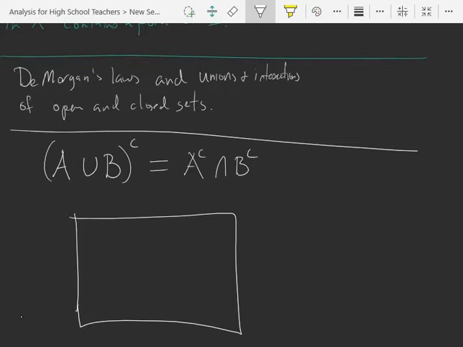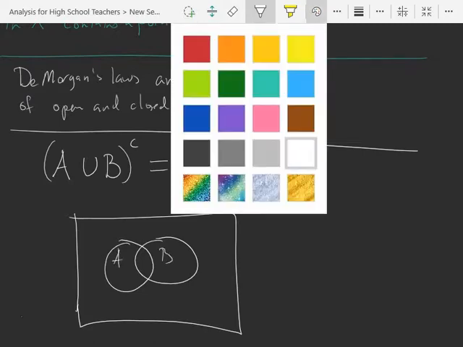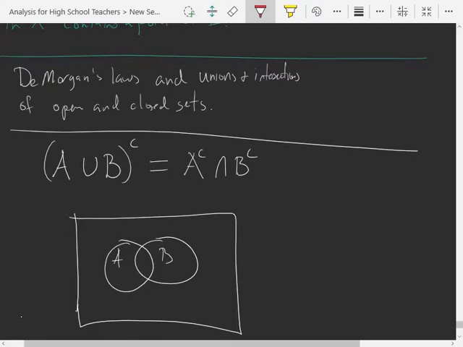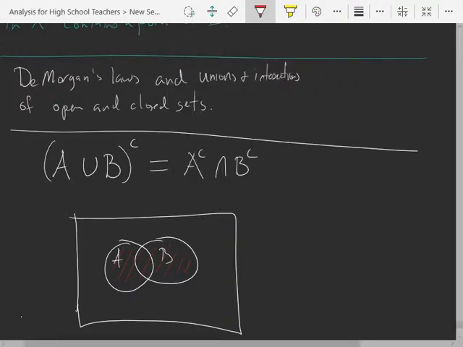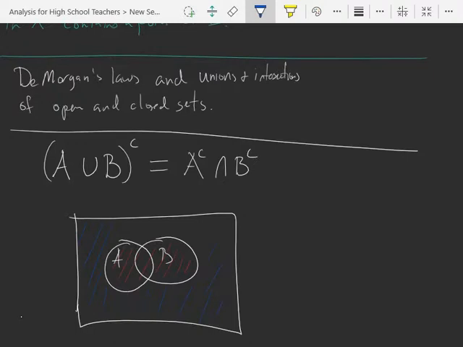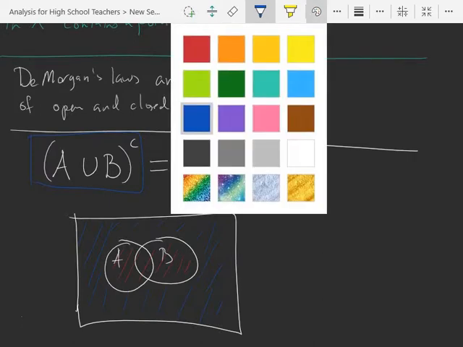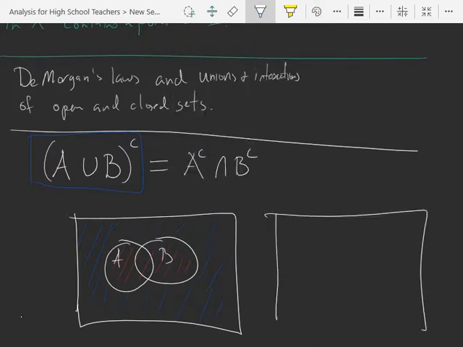So if I look at A union B complement, so here's A union B, if this is A and this is B. A union B complement is the stuff that's not red, right? So we'll color the stuff that's not red, let's color it blue. All of this stuff is what the left-hand side is. Right? Let's draw another Venn diagram for the right-hand side.